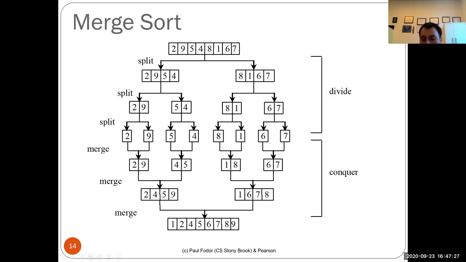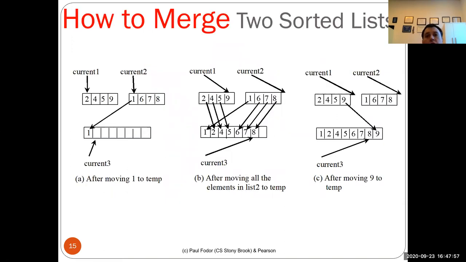You are considering two sorted arrays, you look only at the first elements and you insert the smaller one into the result and advance that index. And this is an example of divide and conquer, because you divide the problem into smaller problems, and then the conquering phase is the merging, where at every step you merge the results of the two different branches into a single result. So how do you merge two sorted sublists? As I said, you start with two indices, current one and current two, in the two lists that you try to merge.